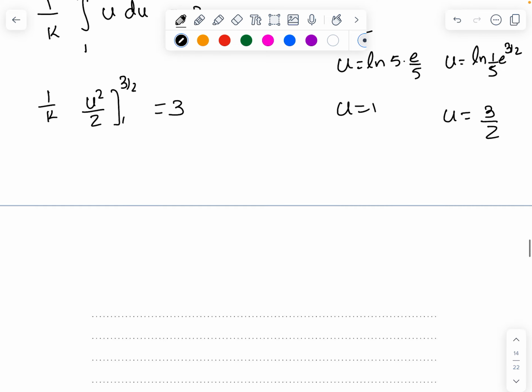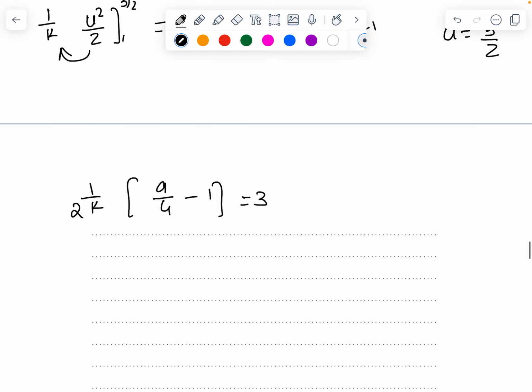So 1 upon k, 2 also take it out. So it becomes 3 upon 2 whole square is 9 upon 4 minus 1 equals 3. So it is 5 upon 8k equals 3. So k equals 5 upon 24. That's going to be the answer.